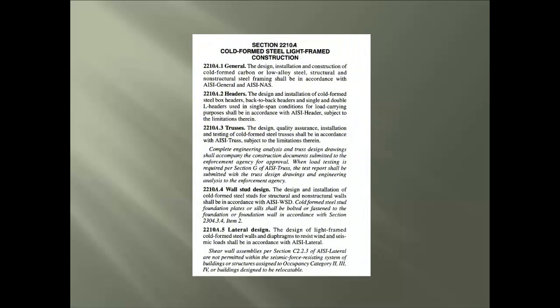In section 2210A, we find the code requirements for cold form steel frame construction. As with any section in the California Building Code, there are 2 different sections, and the A shows the difference. This section covers the design, installation, and construction of light gauge steel, which must be in accordance with the AISI General and NAS sections.